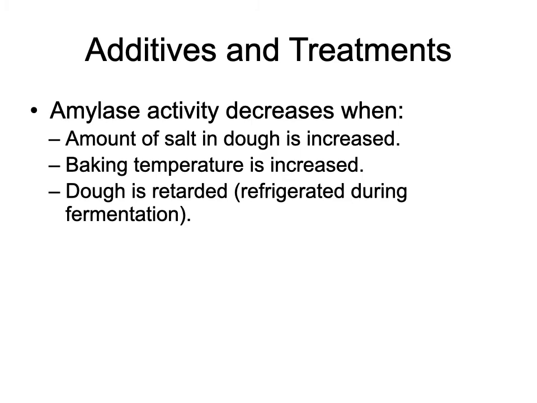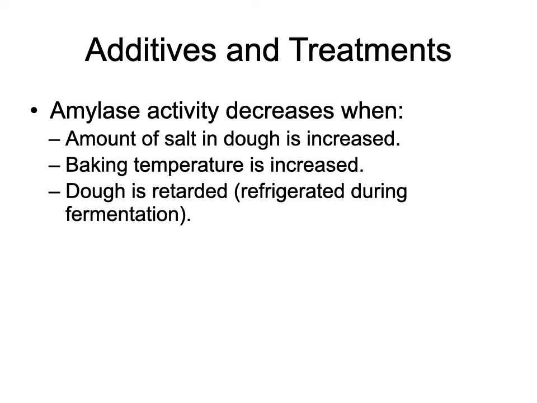The enzyme activity that is going on in the dough will be decreased when you increase the amount of salt that's in a dough. We always add salt to dough, so a certain amount of salt, usually between 1% and 2%, is going to help to limit that enzyme activity. When baking temperature is increased, when breads are baked at a very high temperature, the amylase activity starts to drop. And also, it'll decrease when the dough has been refrigerated.